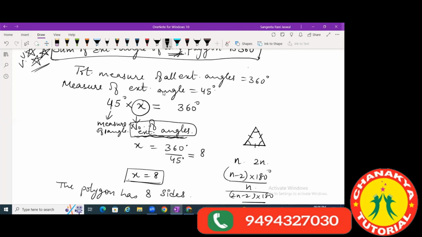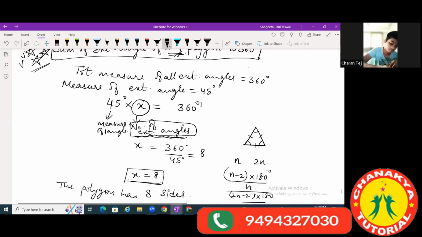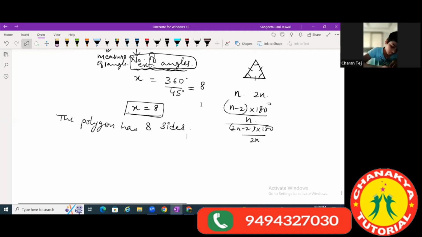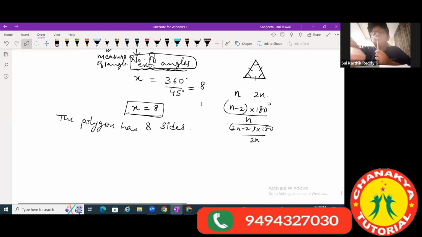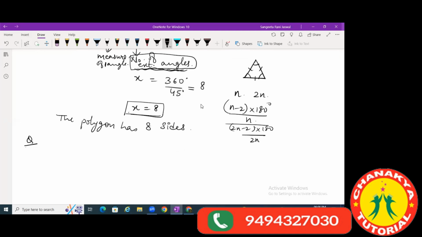I hope it's understandable. Everyone understood this? Yes, ma'am. Does anyone have a doubt in this part? No, ma'am. So let's take a question with interior angle. Ma'am, could you explain that part again?